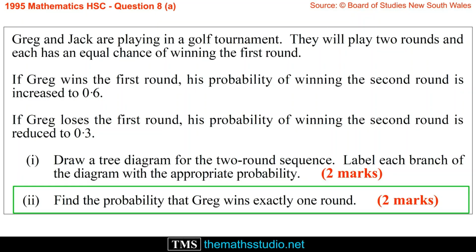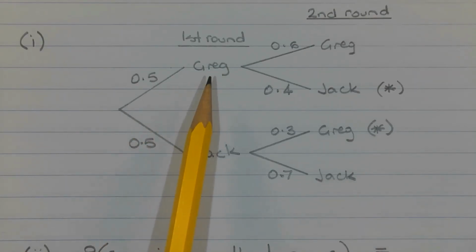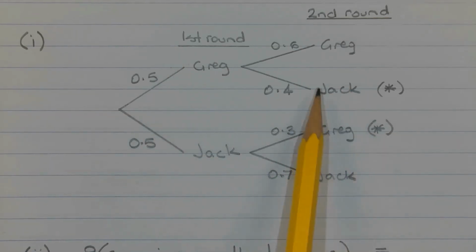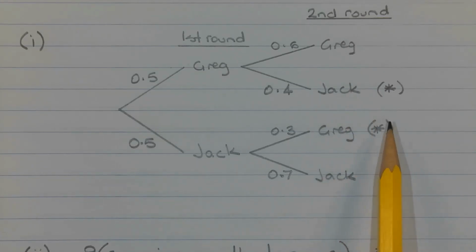Part 2. Find the probability that Greg wins exactly one round. Looking at the tree diagram that we drew in Part 1, out of the 4 outcomes, there are 2 outcomes that show Greg winning exactly one round. Either Greg wins the first round and then Jack wins the second round, or Jack wins the first round and then Greg wins the second round. And I've marked those 2 outcomes with an asterisk.